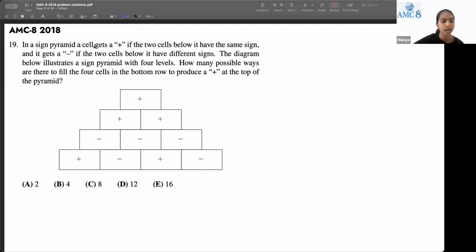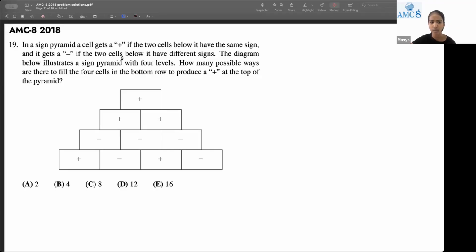Problem number 19. In a sign pyramid, a cell gets a plus sign if the 2 cells below it have the same sign, and a cell gets a negative sign if the 2 cells below it have different signs. The diagram below illustrates a sign pyramid with 4 levels. How many possible ways are there to fill the 4 cells in the bottom row to produce a plus sign at the top of the pyramid?